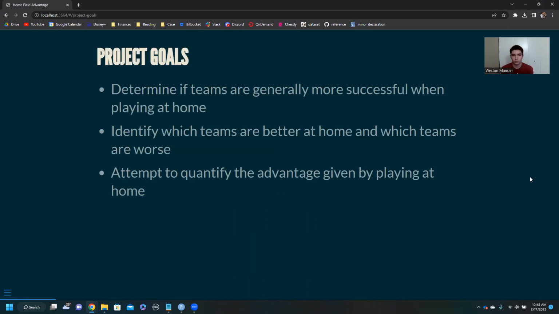So what are my project goals? Well, firstly, I want to determine if teams are generally more successful when playing at home. I want to identify which teams specifically are better at home and which teams are worse. And then I want to attempt to quantify the advantage given by playing at home.